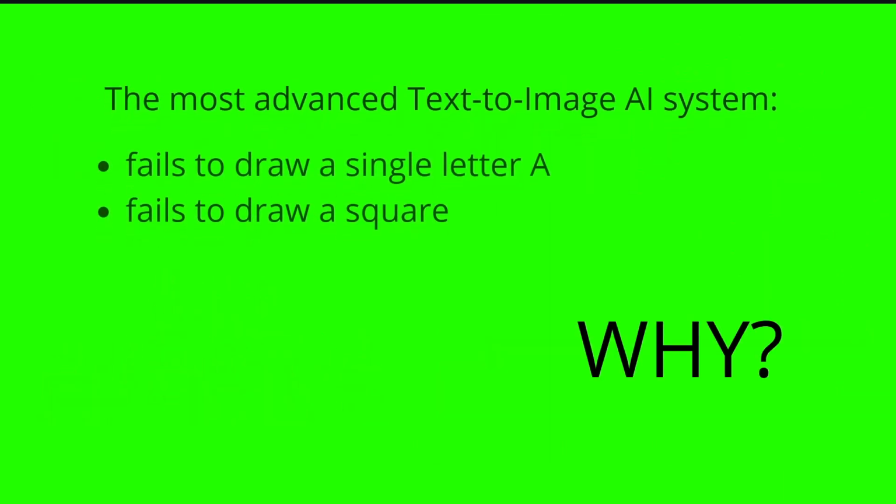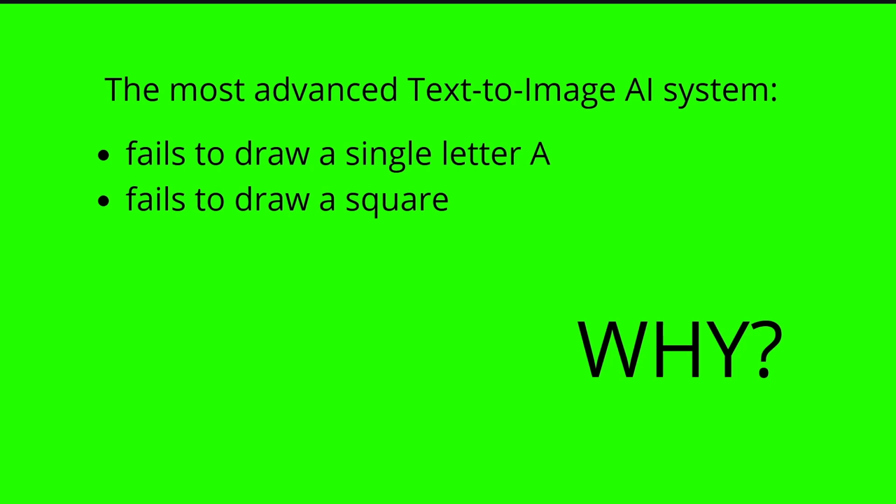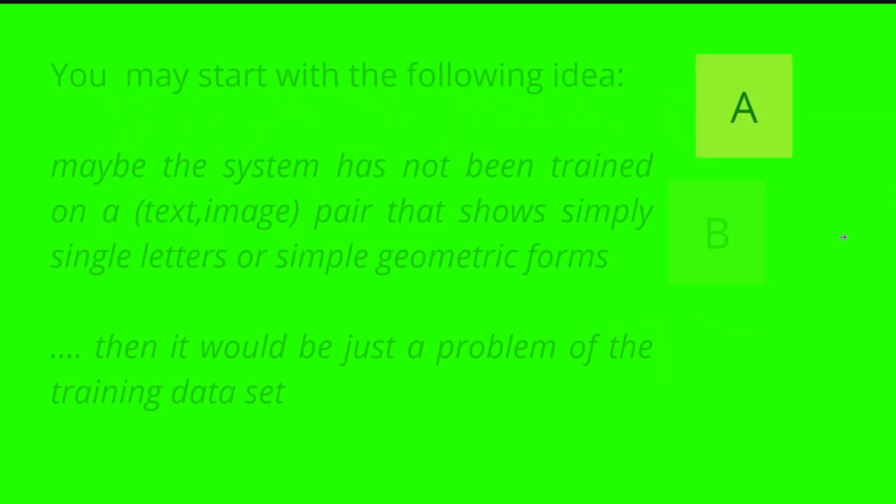Now, the last video showed you that the most advanced text-to-image AI system, Stable Diffusion, as of September 2022, fails to draw a single letter A and fails to draw a single square in a two-dimensional space on a two-dimensional canvas. And you might ask, why is it? It can create such beautiful pictures you see every day right now on the internet, but why is it not able to perform the most simple tasks? Let's have a look at this.